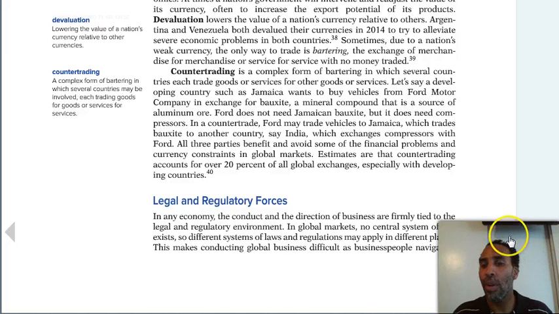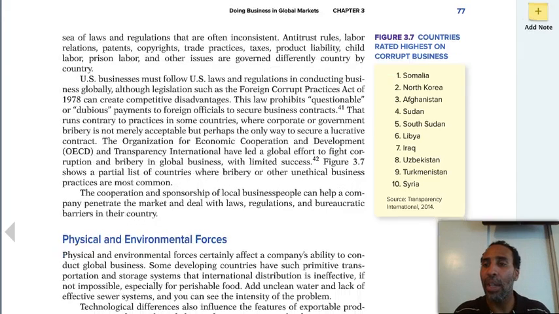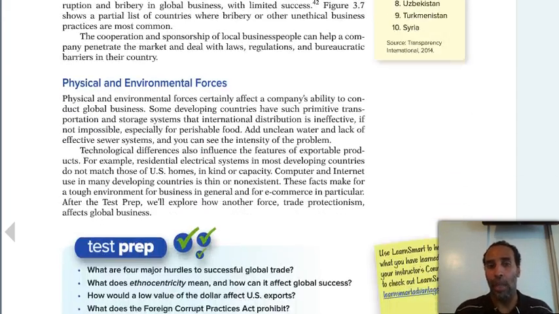Read those two on your own as well. Countries rated highest in corrupt business: Somalia, North Korea, Afghanistan, Sudan, South Sudan, Libya, Iraq, Uzbekistan, Turkmenistan, and Syria. As you can see, there are quite a few countries from the continent of Africa on there, but that's something they've been needing to work on a little bit.